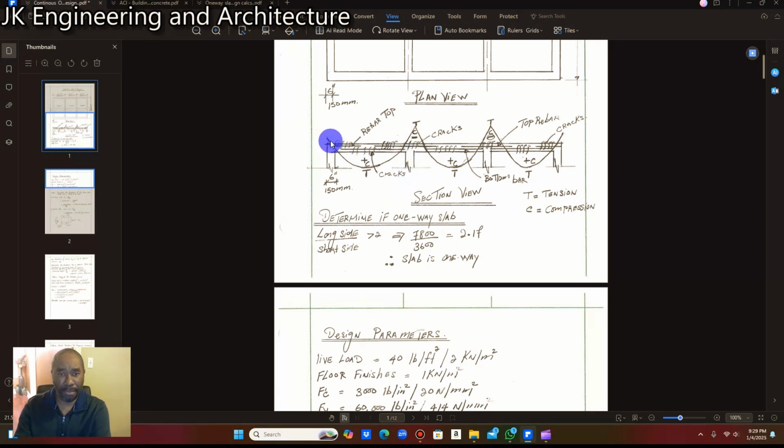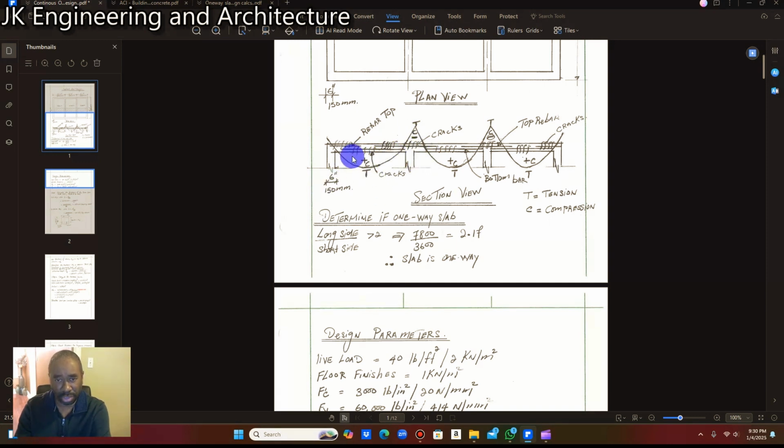So the bottom portion here is what we call positive moment, and at the top is what we call negative moment. So we are going to have to design the bottom reinforcement for tension here for the first interior span, and we're going to have to design the negative moment here for the support, for the reinforcement that is going to be over the support right here.